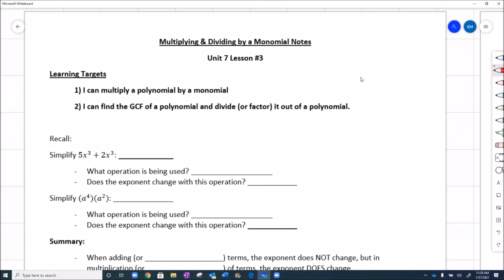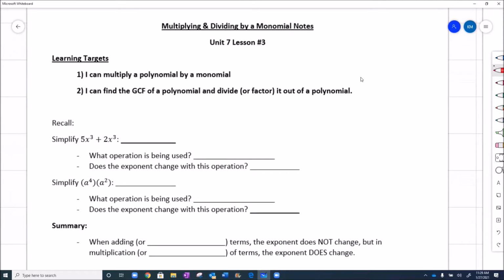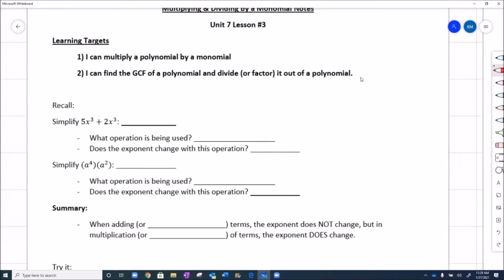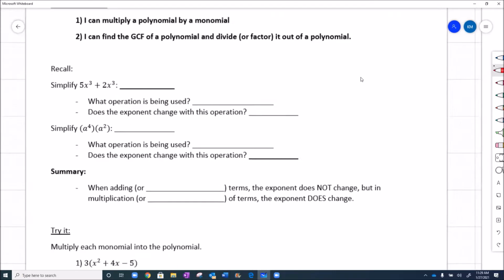Today we're looking at multiplying and dividing by monomials. At the end of this video, you should be able to multiply a polynomial by a monomial, and you should be able to find the GCF of a polynomial and divide or factor it out of a polynomial.